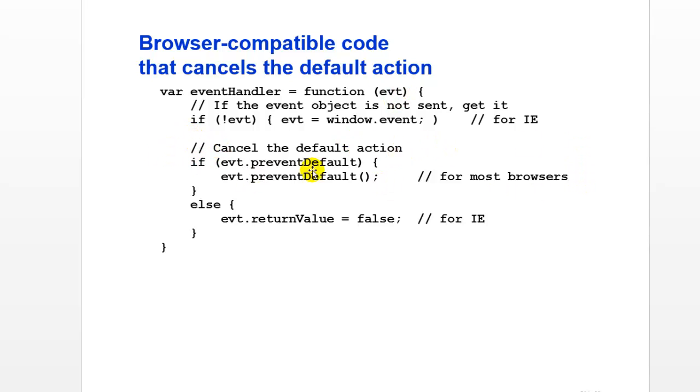So for most browsers, you just say if event.preventDefault exists, meaning that is a method that exists, call it. If this returns false, meaning that doesn't exist or that's null, it'll go to the else, which would mean we're in IE. So you say evt.returnValue equals false. That combines the last two sets of code and handles both of them.